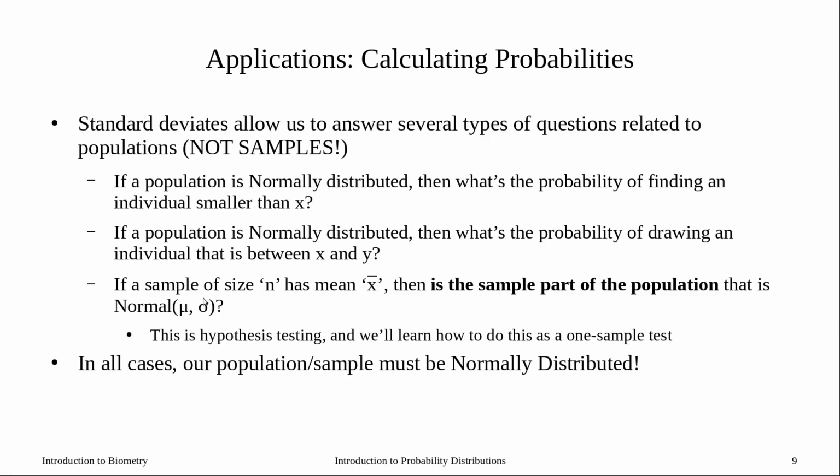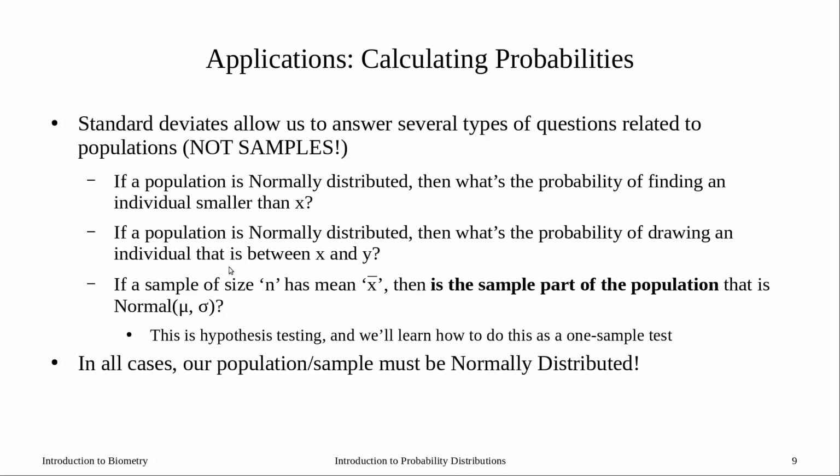So why would we calculate probabilities? Well, knowing our underlying distribution and calculating the standard deviates will allow us to answer a couple different questions. One question could be, if we have a population, what's the probability of drawing an individual that is less than some known value, or that's greater than some known value? Or perhaps, what's the probability of drawing an individual that is between 2 fixed values? As long as we know the entire population and that population is normally distributed, we can easily calculate the probabilities by hand using statistical tables.